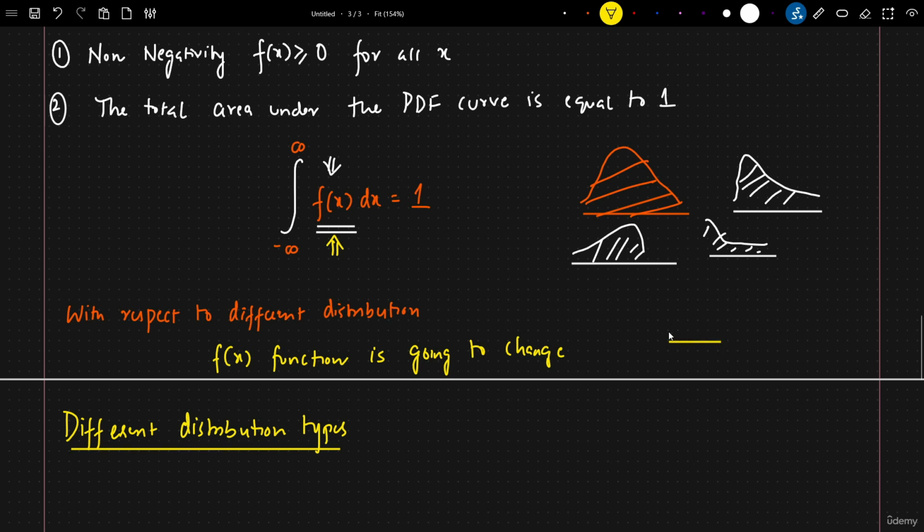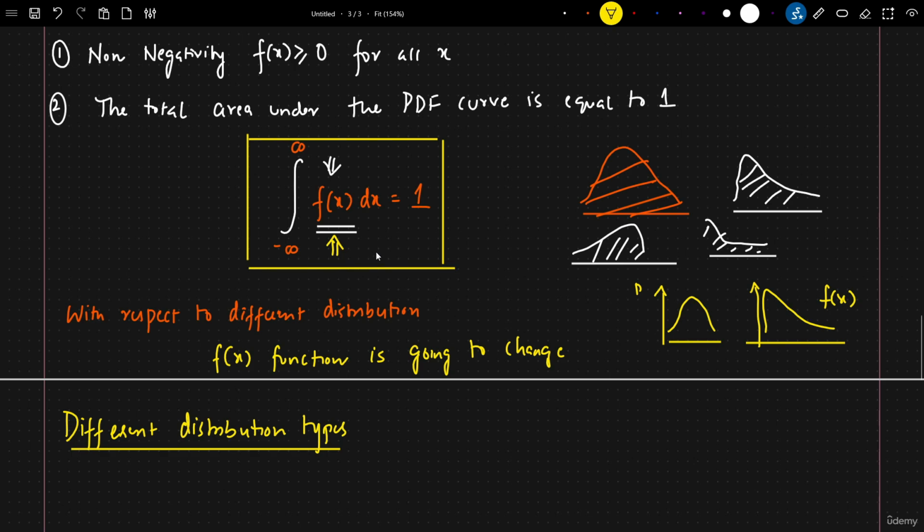Let's say if I have this kind of distribution, there will be a different f of x function which will be creating this. Based on this, I will be getting a probability density over here. If I have this kind of distribution, this is also called a log normal distribution. In this log normal distribution, the f of x function will be different to calculate the probability density. And that is what we are going to discuss in the upcoming video. But remember this particular notation, integral of f of x dx is equal to 1.